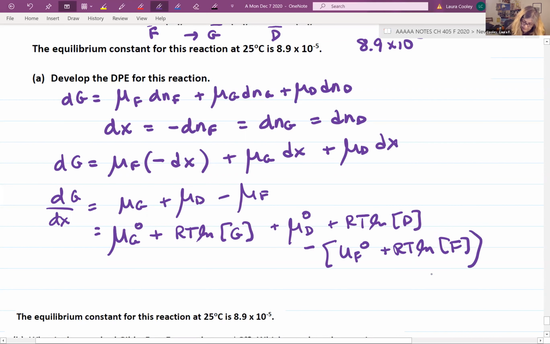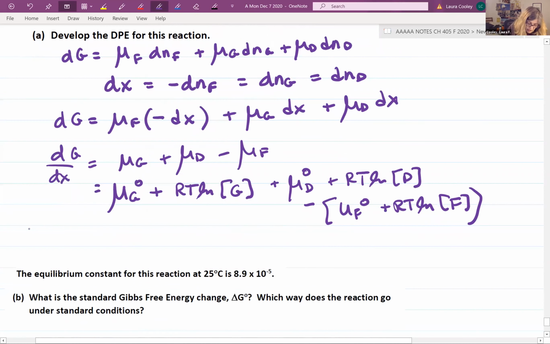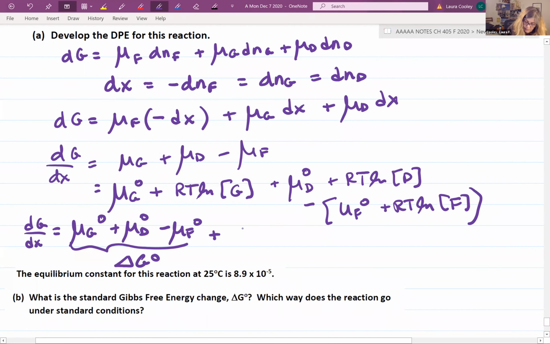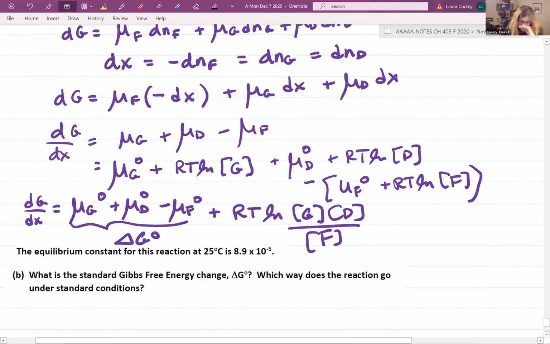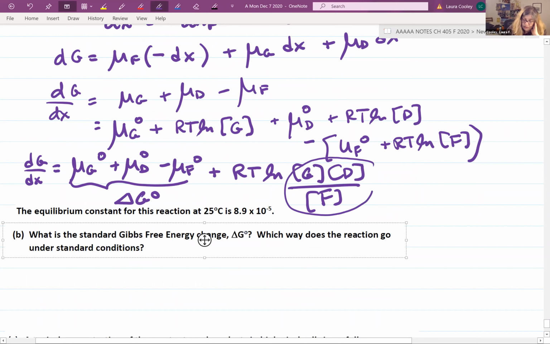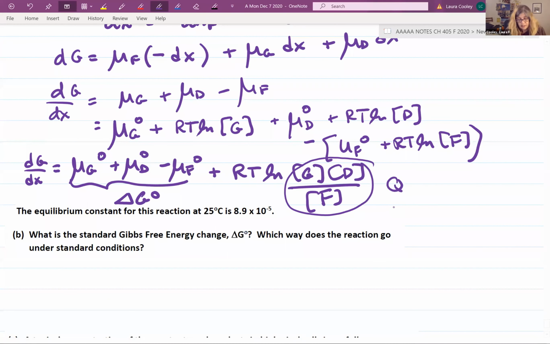Concentration of F. Okay, so that's dG dx. And once again, we get to group mu G0 plus mu D0 minus mu F0. This is delta G0 plus RT times the log. And we have no powers here. G, D over F, okay? And this is our Q. Okay. That's the direction prediction equation.